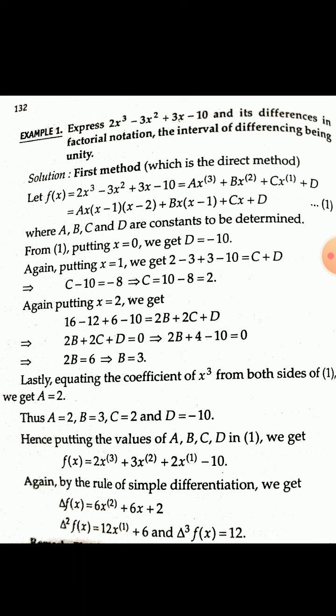Again by the rule of simple differentiation, we get delta f(x) equal to 6x square plus 6x plus 2, as we know the differentiation of 2x cube is 6x square. Delta square f(x) is equal to 12x^(1) plus 6 and delta cube f(x) is equal to 12.